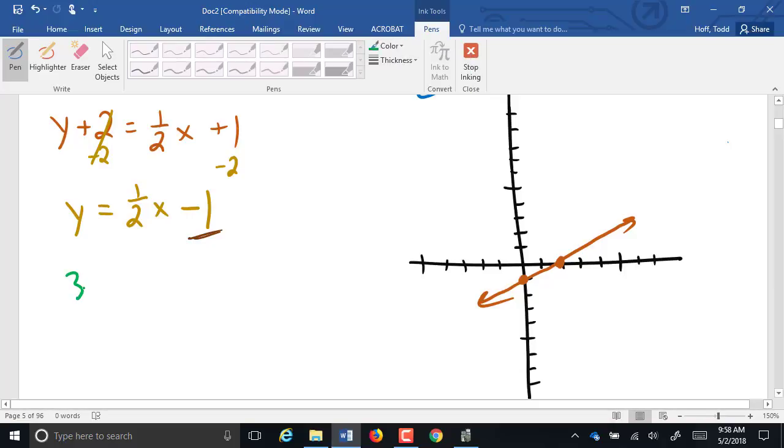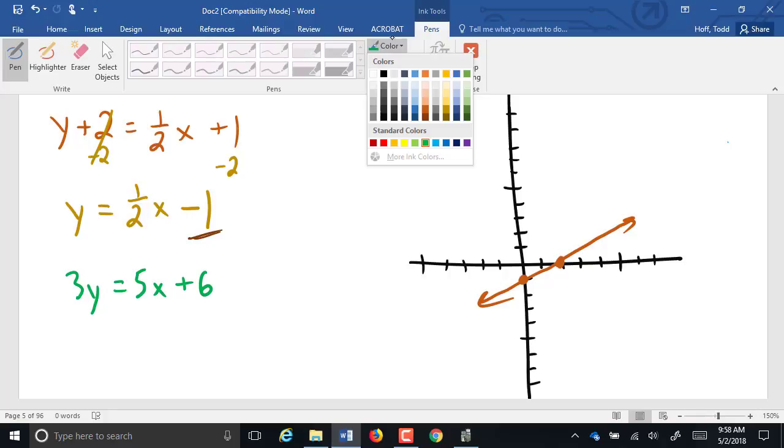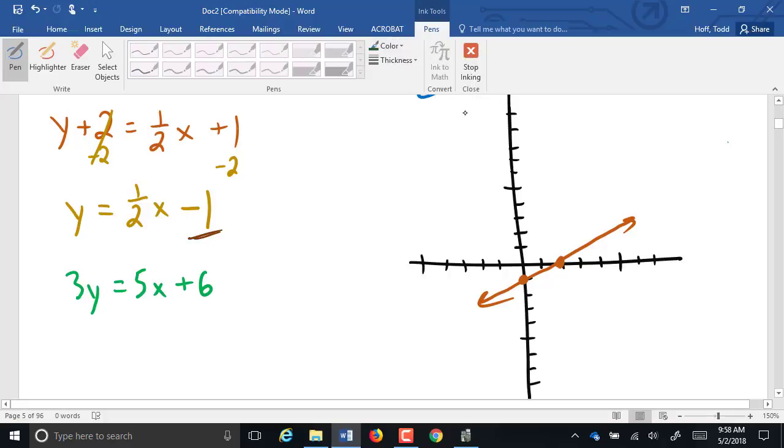Similar to that, we might have something like this. When we look at this, what's going on here that is different from before? Well, is y by itself? No. What's keeping it from being by itself? The 3, and it's multiplied, exactly. So to get rid of it, we're going to divide by 3. That'll cancel out that 3.